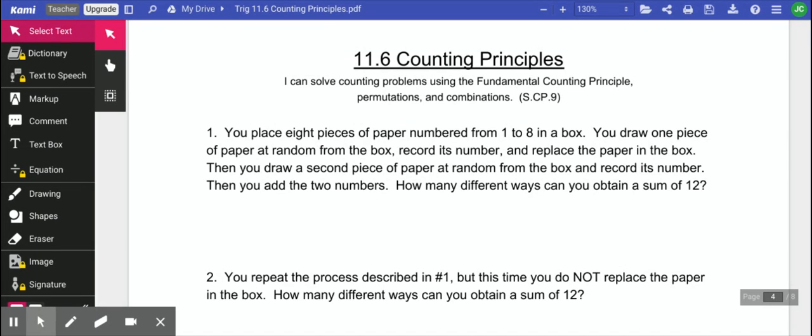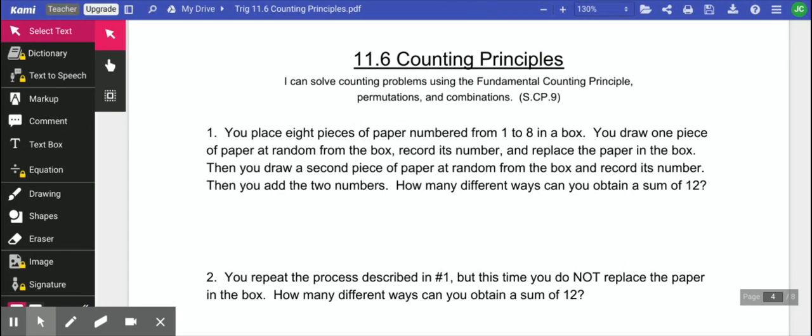In lesson 11.6, we are going to talk about some counting principles. Counting principles are the ways to count things. I mean, that's essentially what it is. The reason we use this is when we get into probability. Unfortunately, we're not going to make it to the probability lesson, but we are going to talk about counting principles.